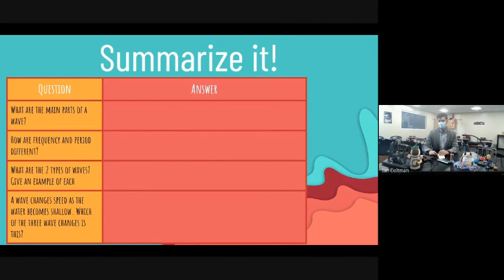All right, last question. A wave changes speed as water becomes shallow. Which of the three wave changes does this describe? So reflection, refraction, or diffraction. Which one is this? Refraction. Excellent. Yep, this is refraction. Good. We've got a wave that is changing speed because of a change in the thing that it's moving through. So this is definitely refraction.